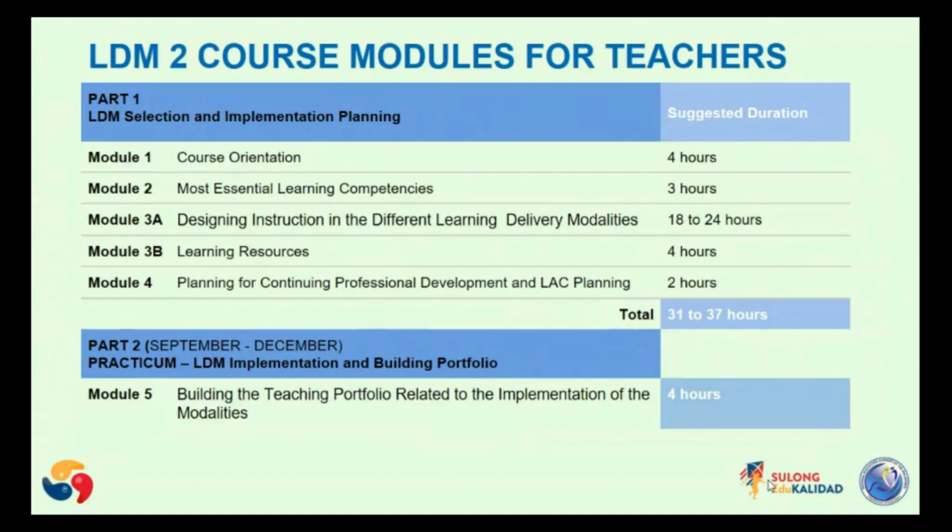So for part 1, on LDM selection and implementation planning, this has a total time allotment of 31 to 37 hours. Part 2, which is expected to be carried out from September to December, is a practicum on LDM implementation and building portfolio. Module 5 has an allotment of 4 hours.